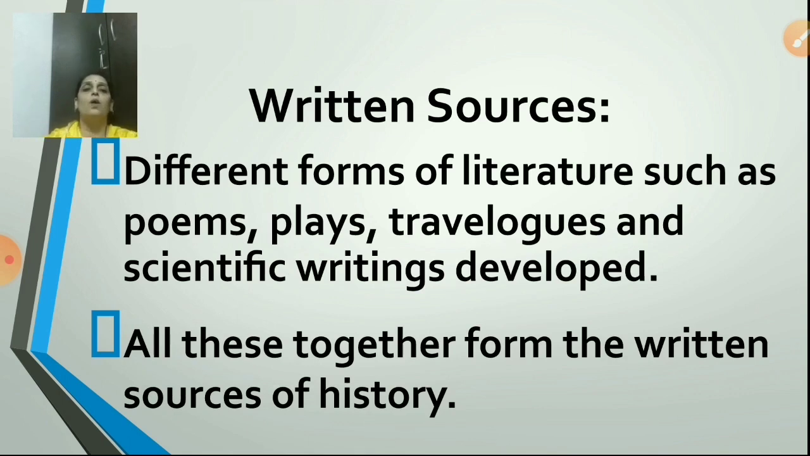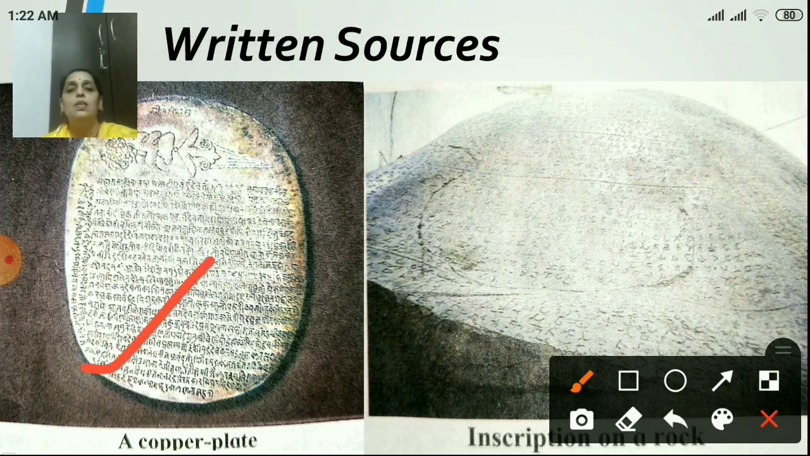Next, different forms of literature such as poems, plays, travelogues, and scientific writings developed. All this together form the written sources of history. So what happened afterwards? Different forms of literature such as poems, plays, travelogues, and even scientific writings were developed, and all this together form the written sources of history. So you can see this is a copper plate, and this is an inscription on a rock.